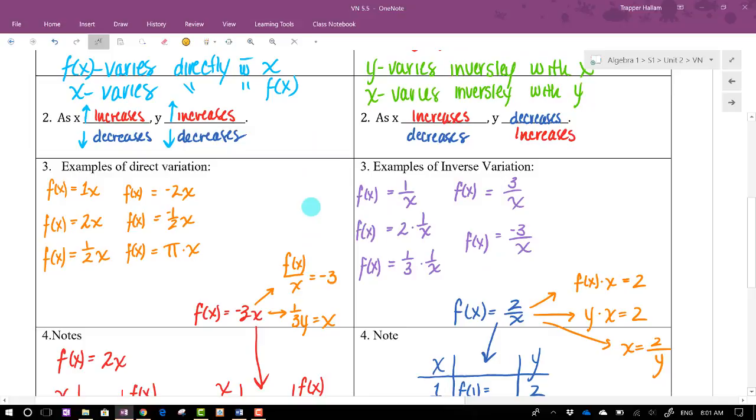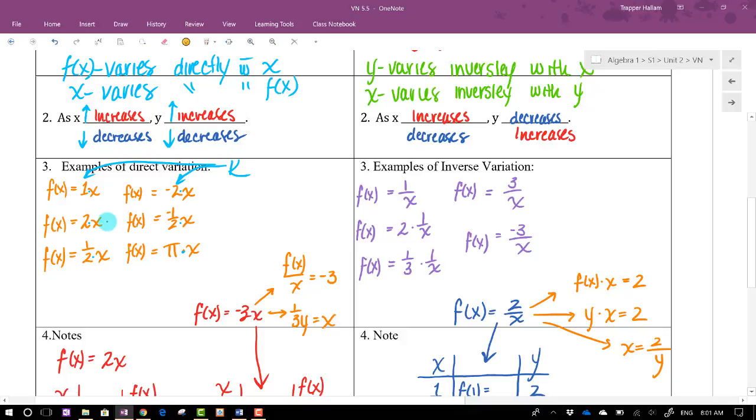So here's some examples of what direct variation may look like. f of x equals 1x, f of x equals 2 times x, and these are of course multiplied because they're kind of like slopes. They are slopes. f of x equals 1/2 x, it could be negative 2x, it can be negative 1/2, it could be pi if you wanted it to be. And these are all your k's. There's your constant of variation. That's the value right directly in front of your input x. And that's all a direct variation is.